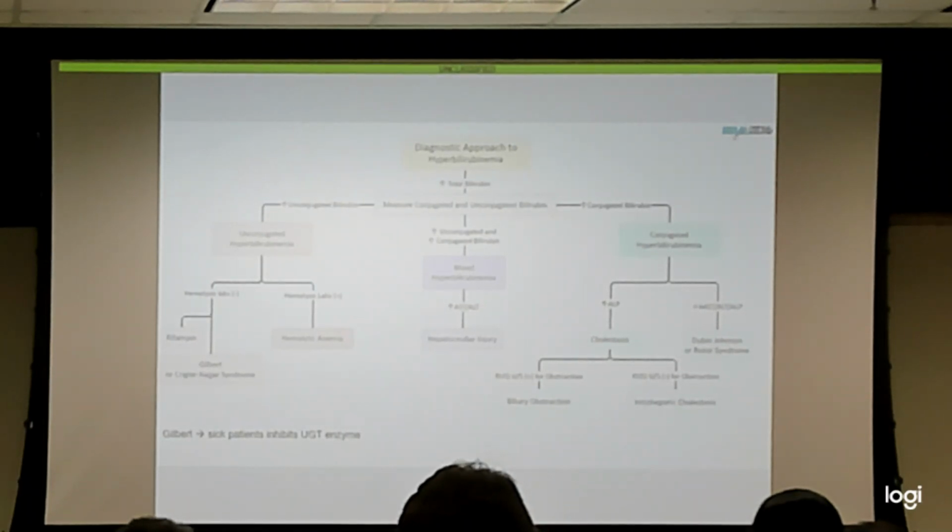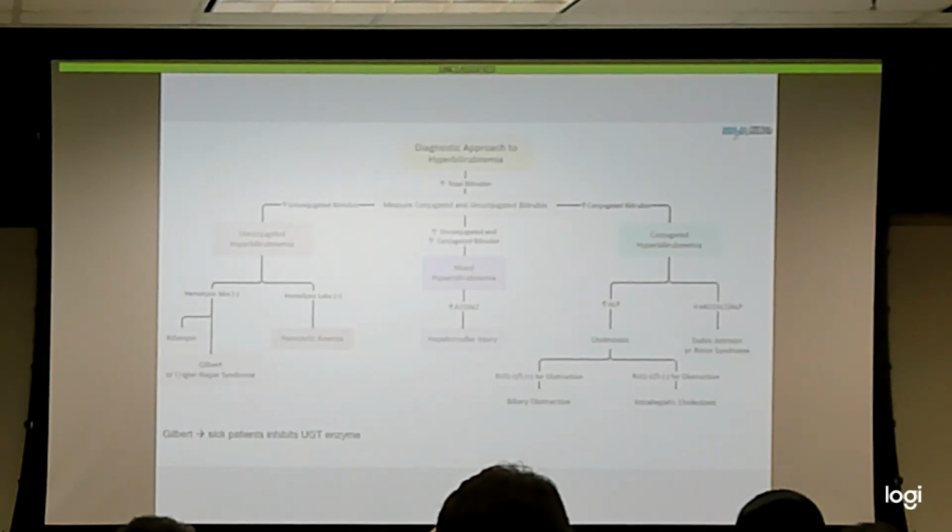If I've got a negative on my hemolysis lab, I'm going to check my ferritin and my iron levels, and if those are elevated, then I'm looking at a hemolytic anemia. If those are normal, then I might be looking at Gilbert syndrome, Crigler-Najjar syndrome, or rifampin.